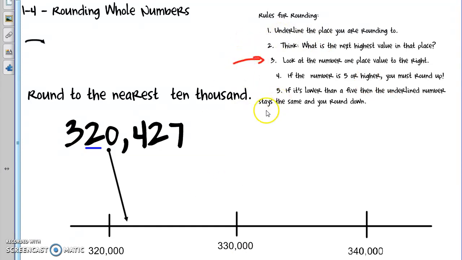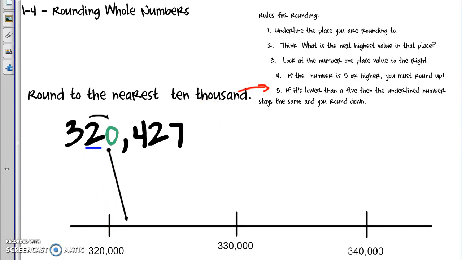Look at the number one place value to the right. Look at that right there. That number is a 0. And what does that 0 tell us? Well, if it's a number 5 or higher, you must round up. If it's lower than a 5, then the underlined number stays the same and you round down. So, we have to round down.